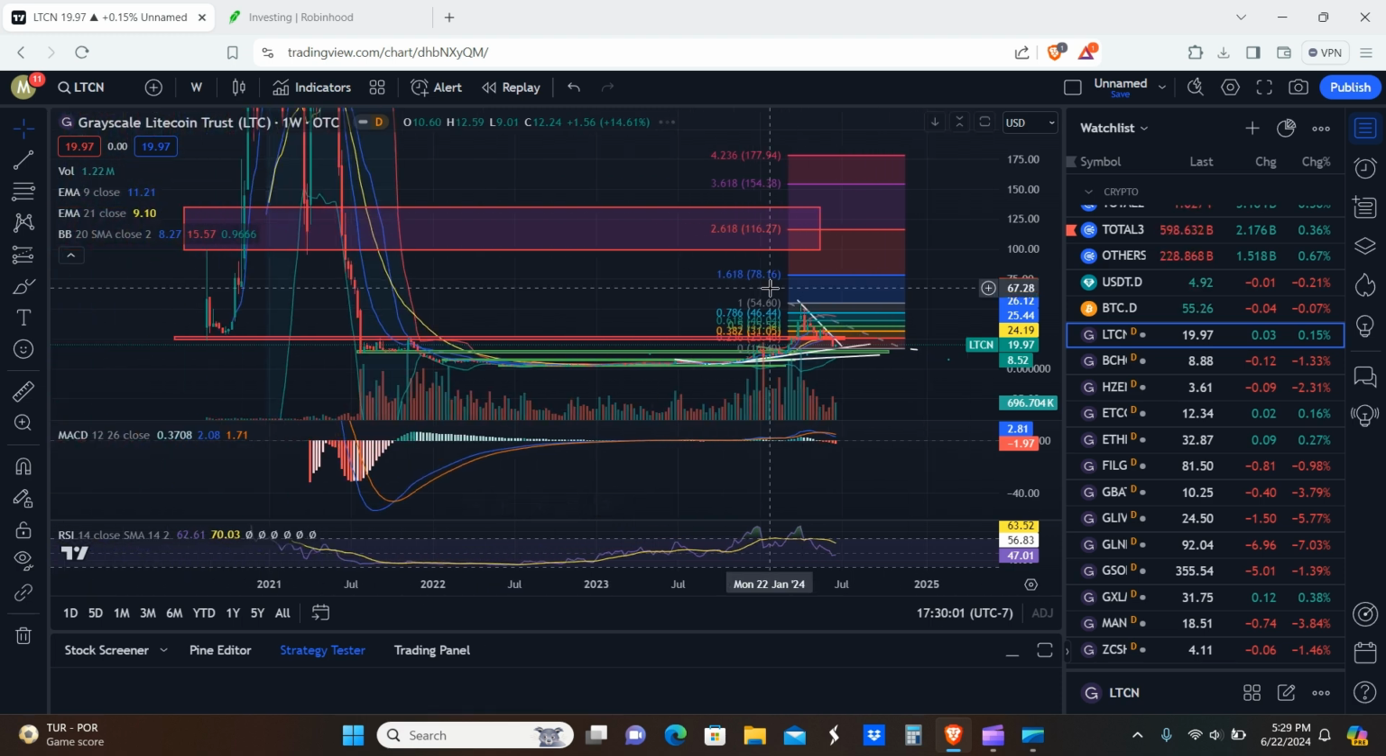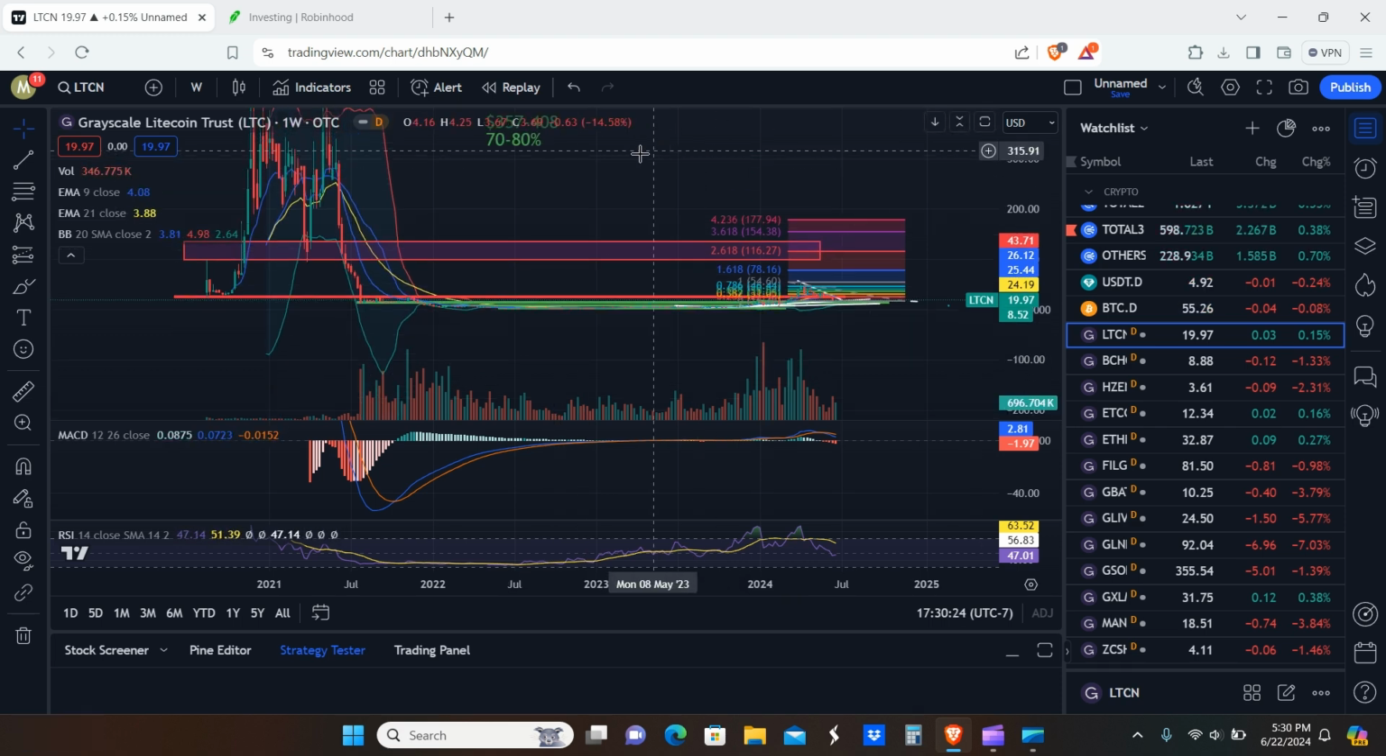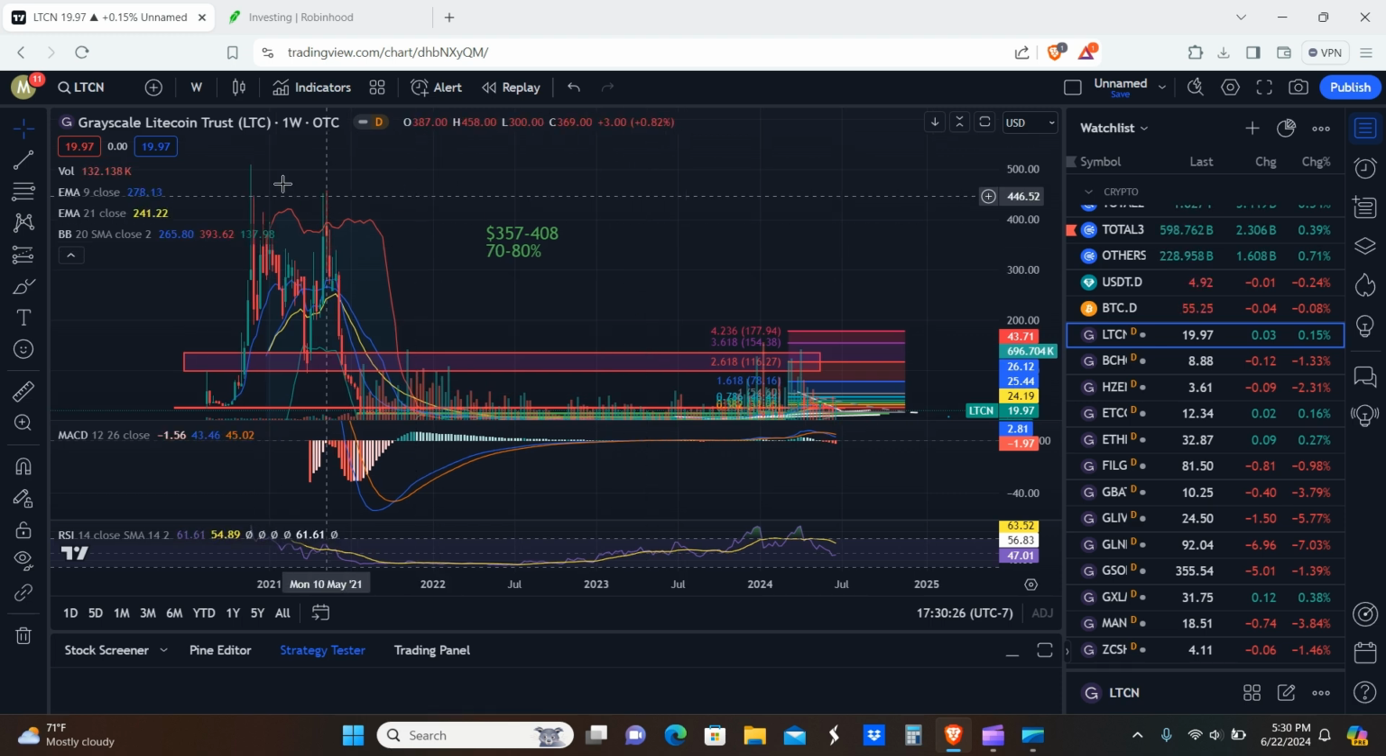So pretty large moves. If it just went to, let's say, the 2.618, you're looking at roughly a 6x. At 3.618, you'd be looking at almost a pretty close to 8x at that point. And as you can see, this big resistance level here is also roughly in between the 2.618 and 3.618. So that's in terms of midterm levels.